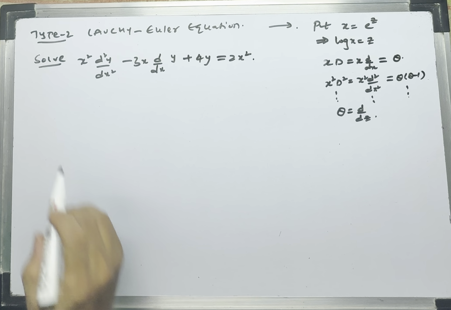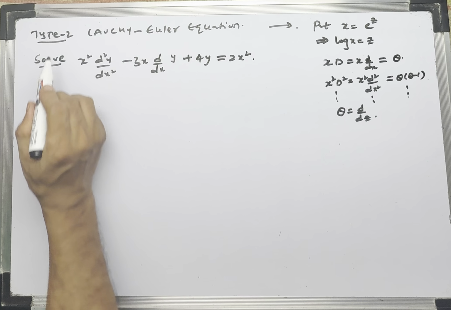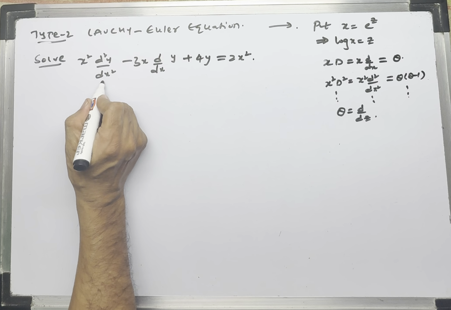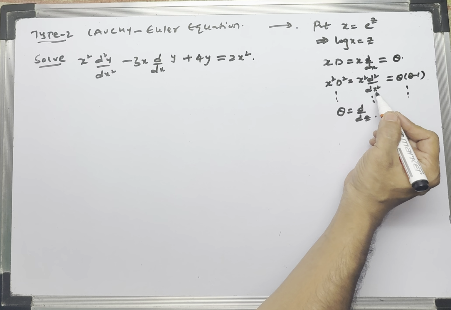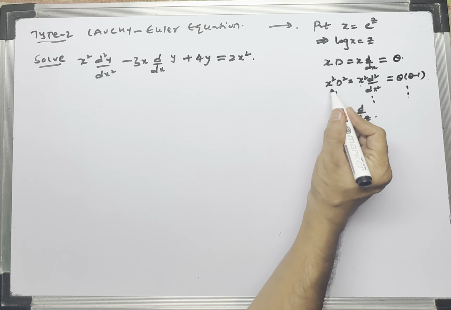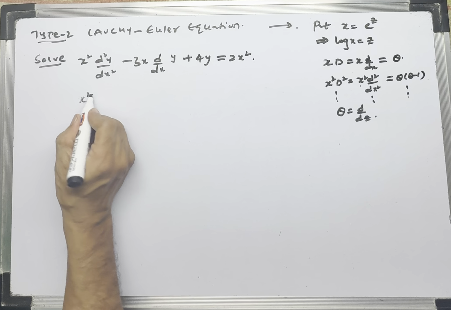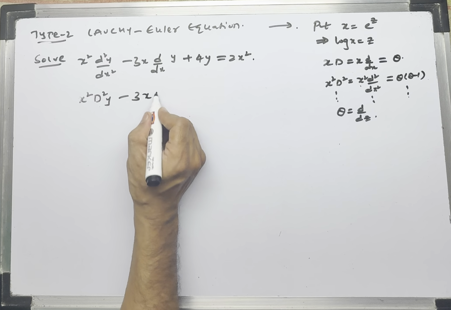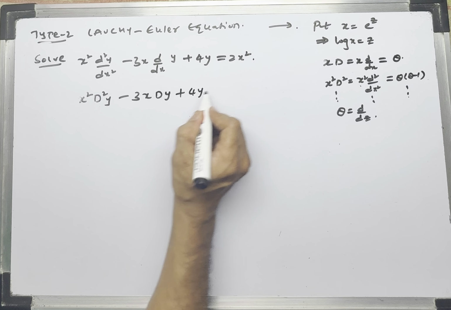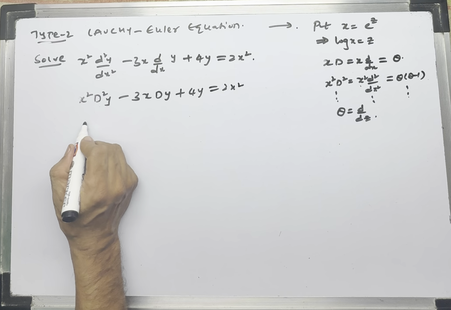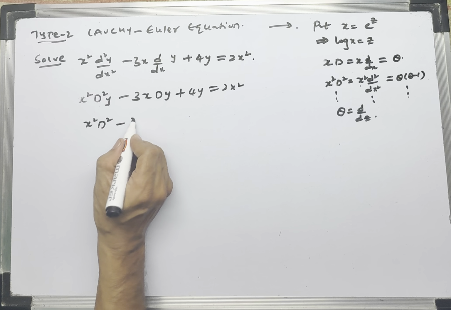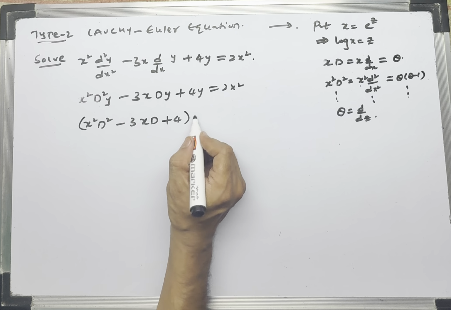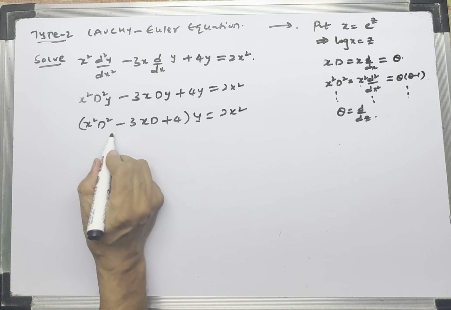So in type 2, Cauchy's Euler equation, such type of questions. In this, what you have to do is d square by dx square with x square is x square d square. This is x square d square y minus 3x dy plus 4y equals to 2x square. Now if you take y common, almost you will get the question in this form.